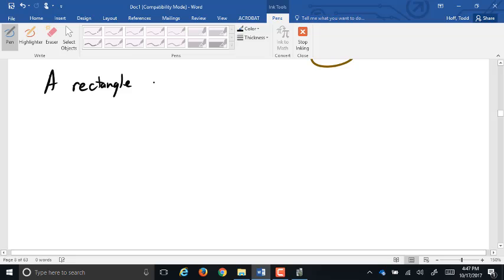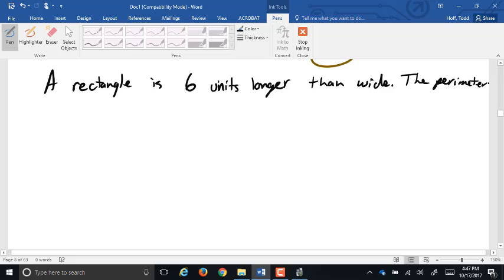We can also run into a problem like: a rectangle is 6 units longer than wide. The perimeter is 76. Find the length and width.